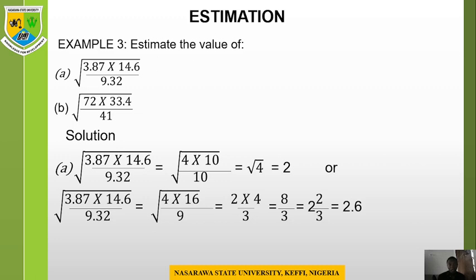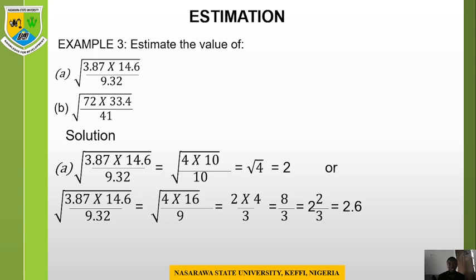Okay, over 9. Now 16 is closer to 14. That is why we can actually work with 16. And 9.32, we have 9 beneath, we have 9 here. 9 is actually closer to this, or if you correct this to 1 SF, you end up having what?